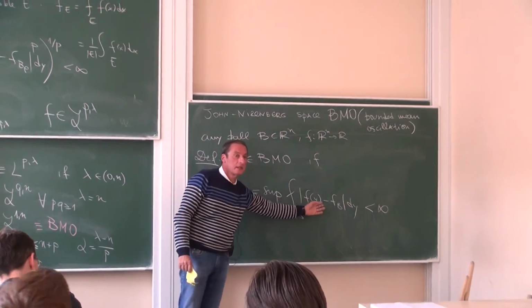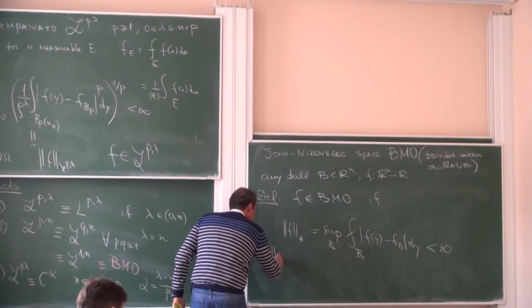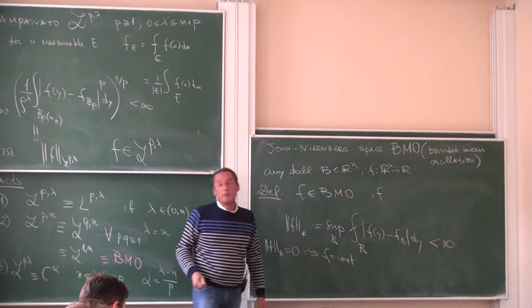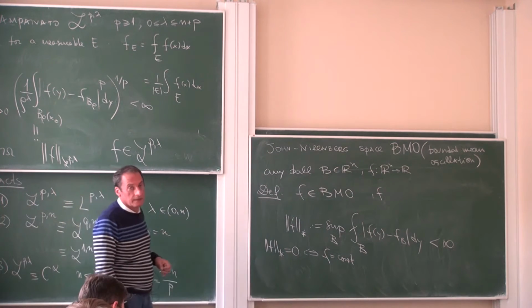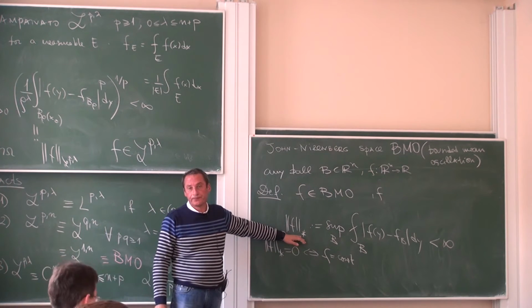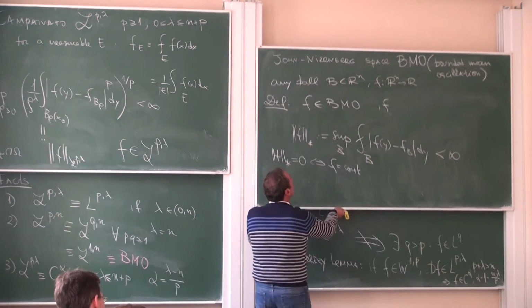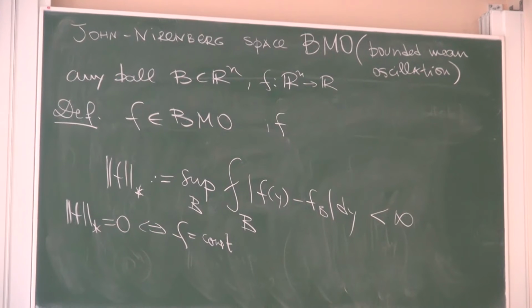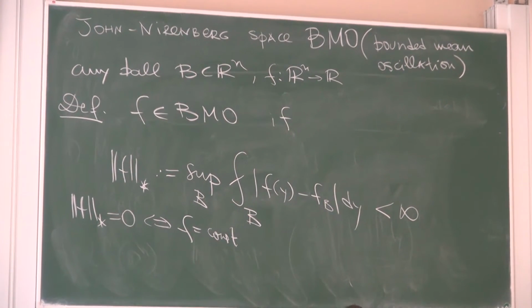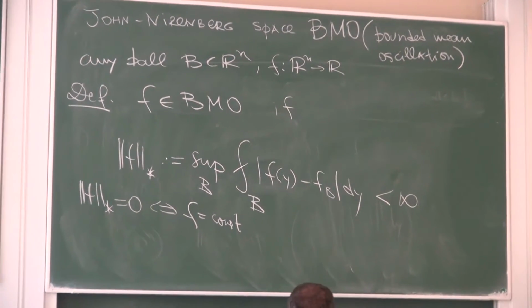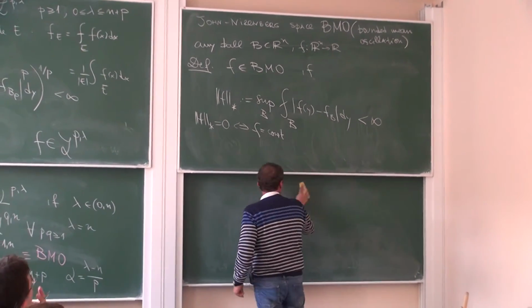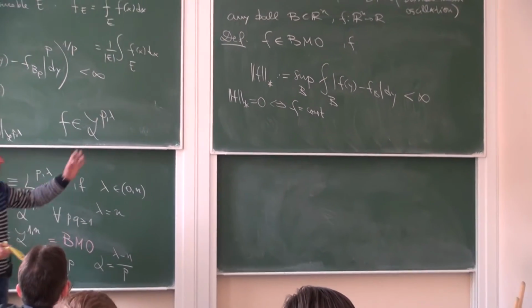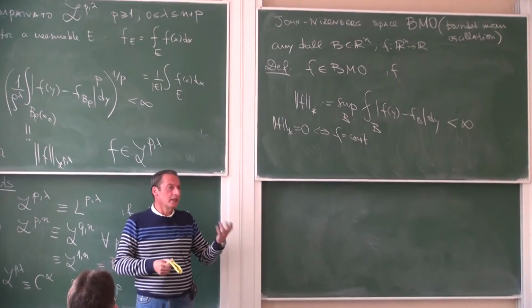Because of course, if you take a constant function, this will be 0. So this quantity is 0 if and only if f is a constant function. It means that BMO modulo the constant functions is a Banach space with respect to this norm. So this is a space introduced by Fritz John and Louis Nirenberg, and they studied various properties of this space. And as I know, apart from various applications in analysis and mainly in the theory of partial differential equations, these spaces are used also in the approximation theory.